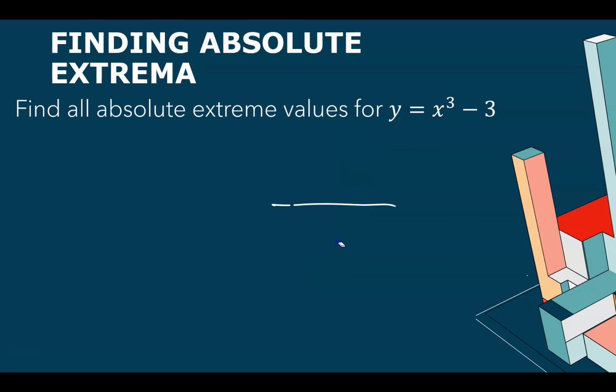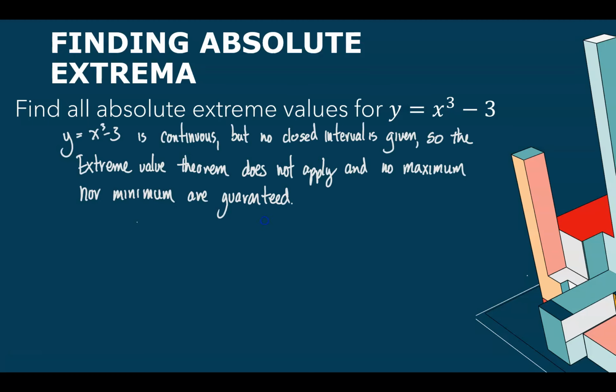But don't forget, what we're really looking for is the extreme value theorem. Are we given a continuous function on a closed interval? No. So our answer is, and I wrote a little bit extra, but we don't have to: x cubed minus 3 is continuous, but no closed interval is given. So the extreme value theorem does not apply, and no maximum nor minimum are guaranteed. That's my answer for now. In the future, if we're looking for a maximum or minimum, we're going to go ahead and use the first derivative test, which my class doesn't know about yet. Okay.